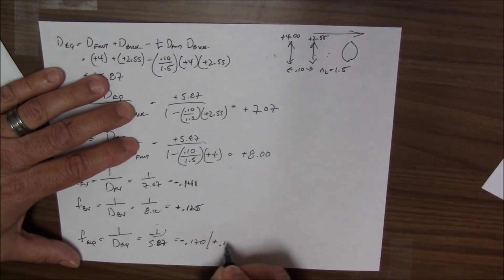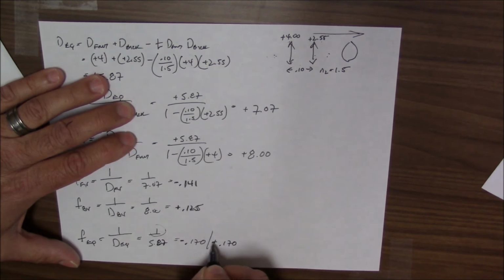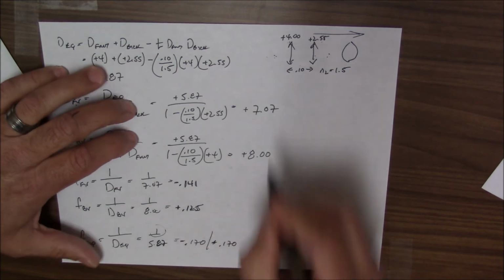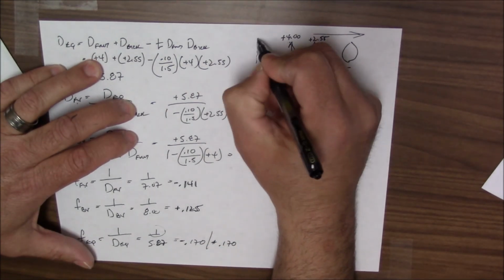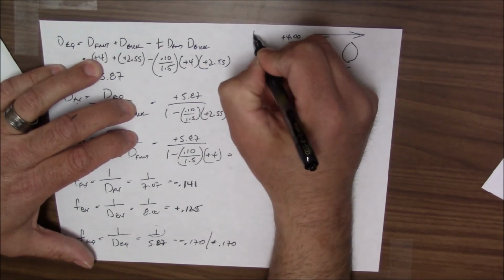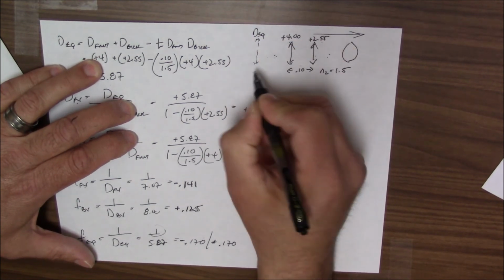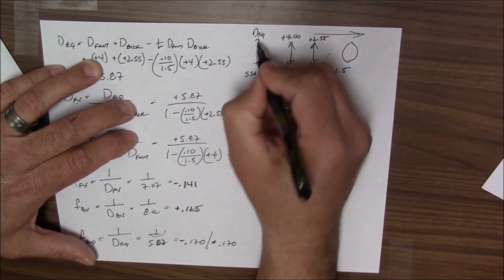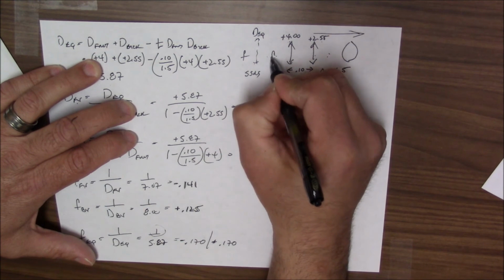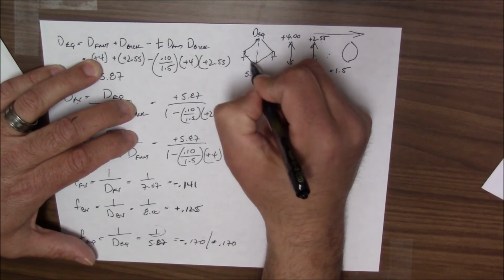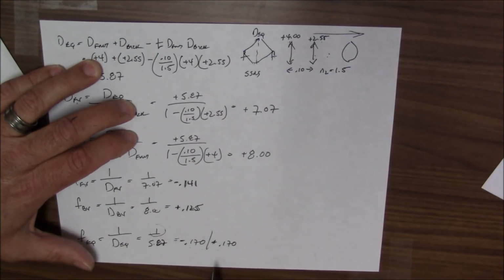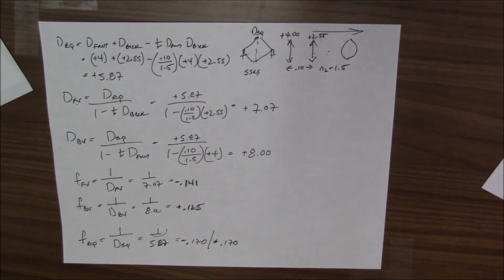So it's going to be the same numerical value, but the sign is going to be different, okay? Because once again, our equivalent power has no thickness. It's an SSRS, which means that the focal distances are equivalent front to back. All right, and that's what we got here. And that's the reason why we're doing this. It makes our life so much easier.